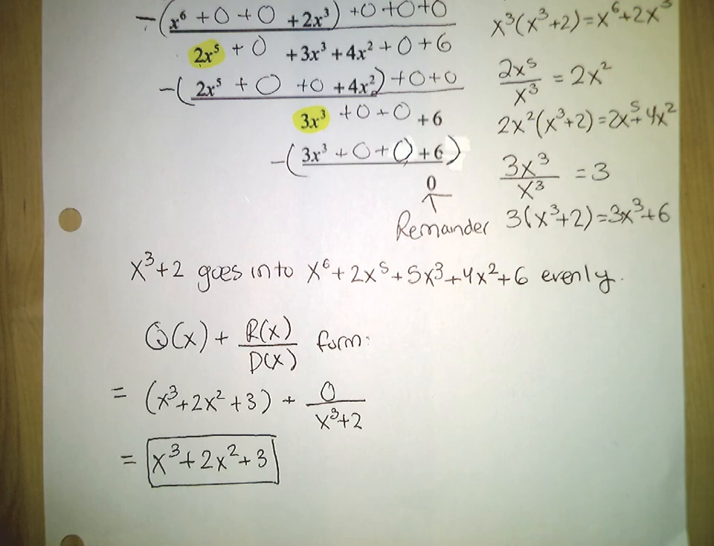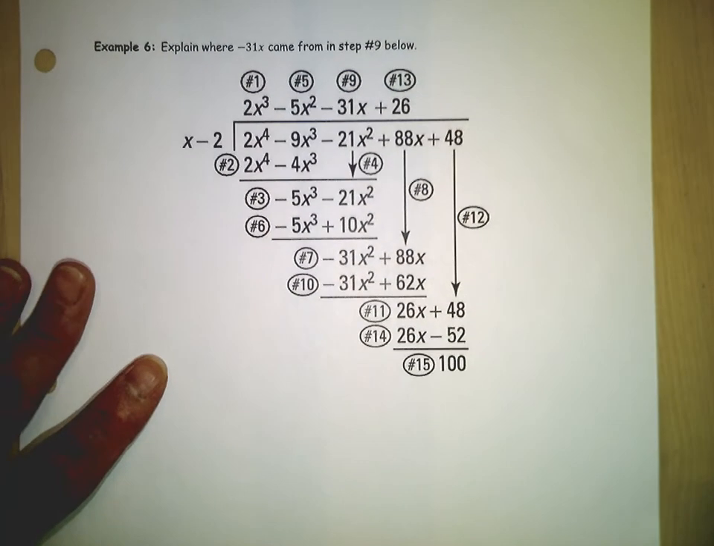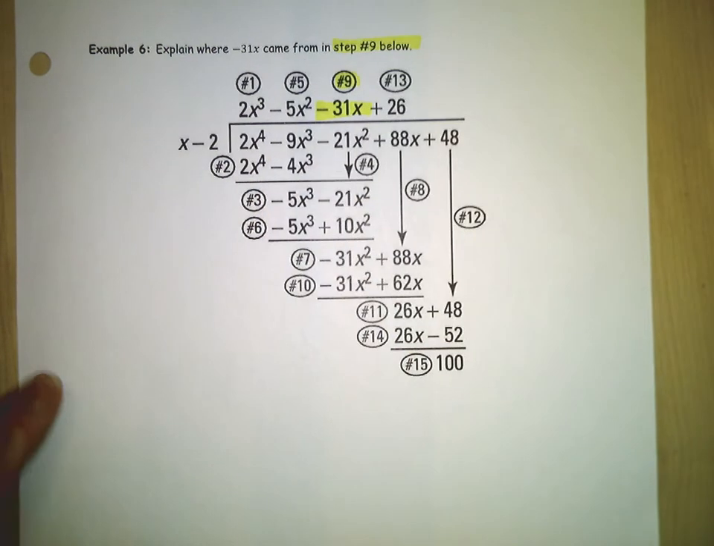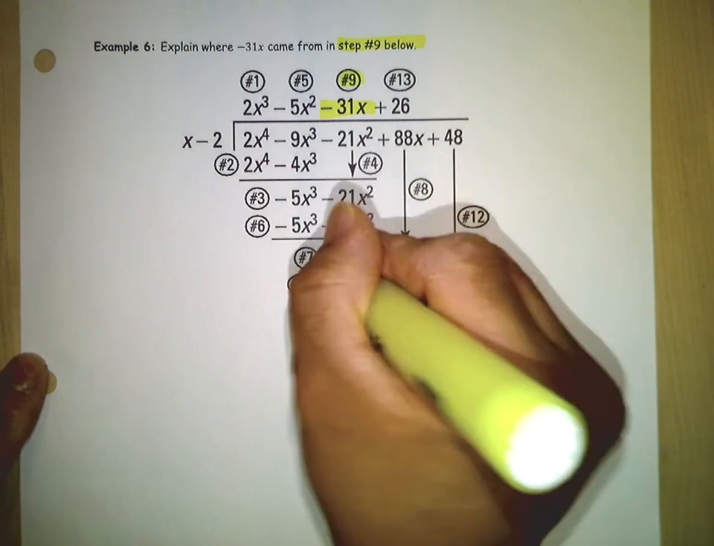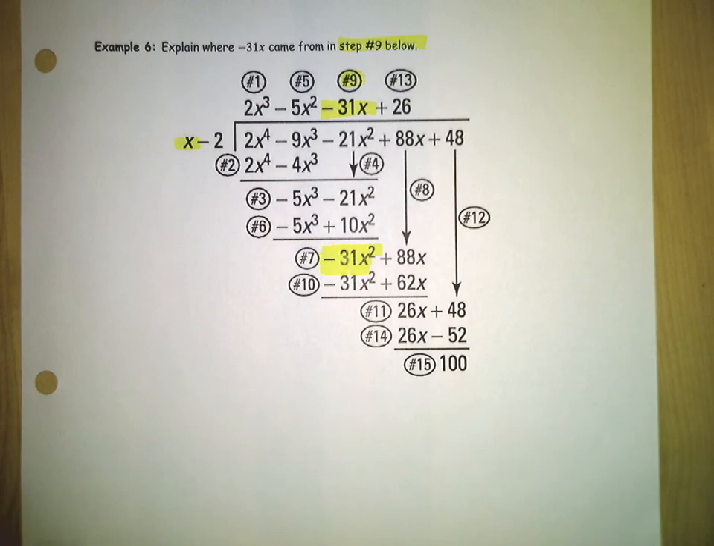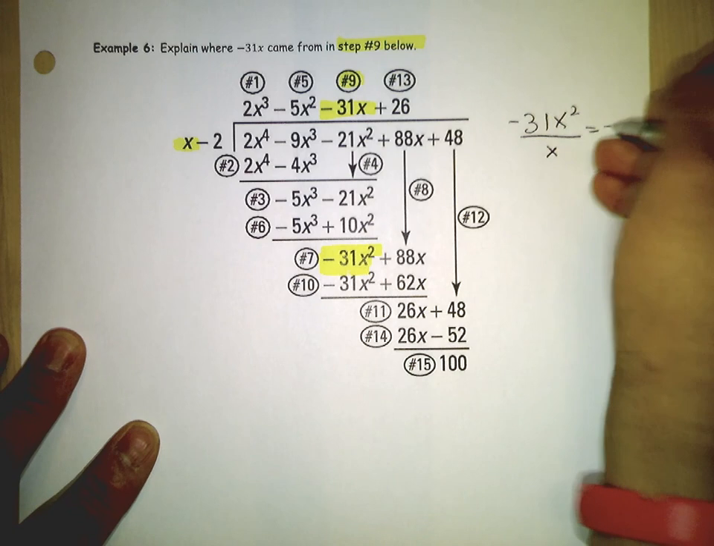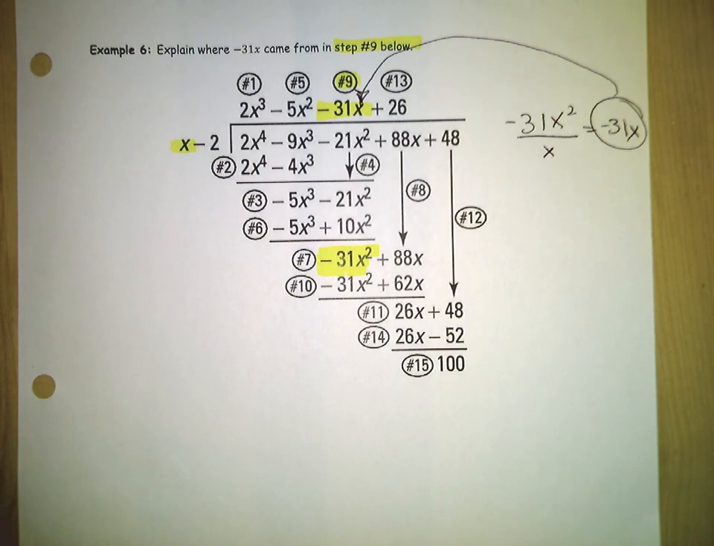All right, so now let's look at another example here. Explain where the negative 31x in step number 9 came from. So step number 9 was right here. If I look at where the negative 31x would have come from, that would have been from negative 31x squared divided by x. And that's negative 31x. So that's all that this question was asking for, just where did one specific part of the long division come from.